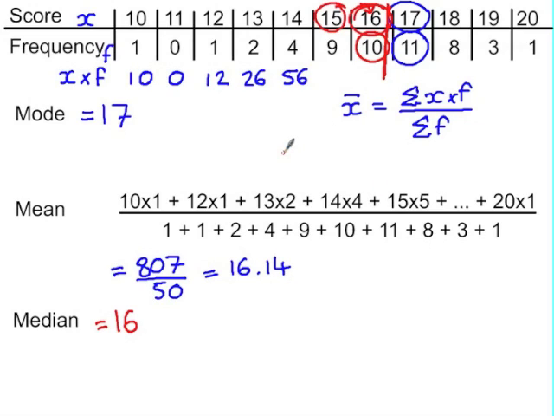Between the 25th and the 26th score is going to be 16. And again, I would ask you to think about which of these measures of central tendency gives the best representation of the data.